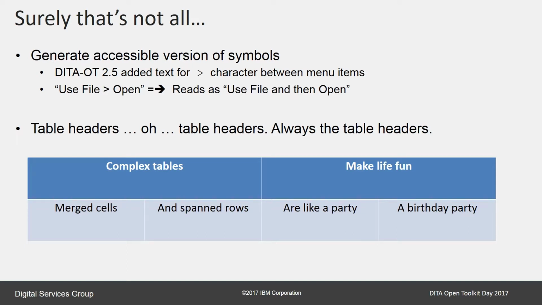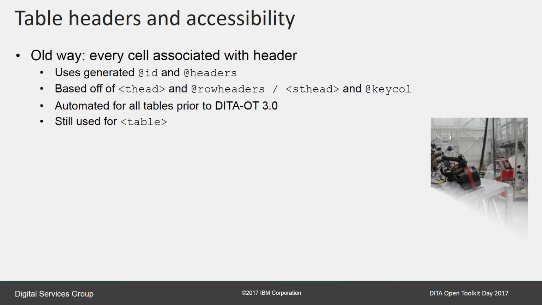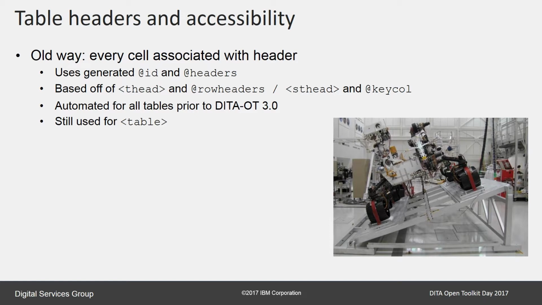And then the table headers. So table headers and accessibility, they're a mess. They always have been a mess. They've always been difficult. The old way to get it to work was to add a whole lot of metadata into your tables. Every entry had to have an attribute that told your screen reader what header was associated with it, which meant we had to generate a whole lot of IDs for every header and generate a whole lot of headers attributes to say this is the header.